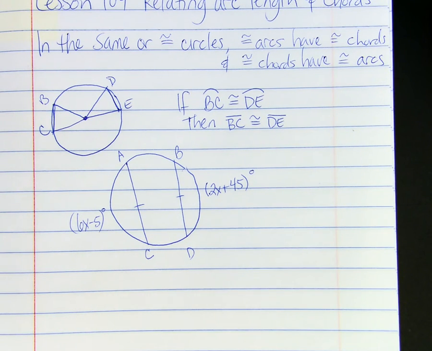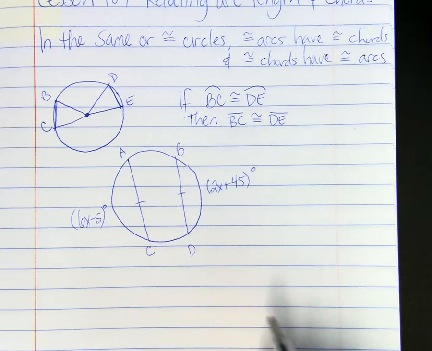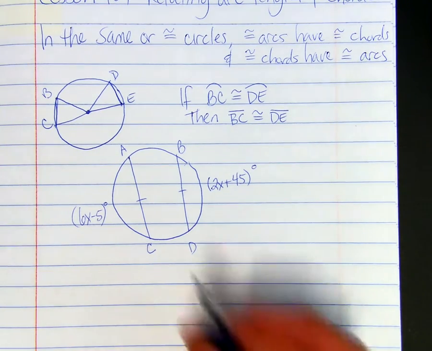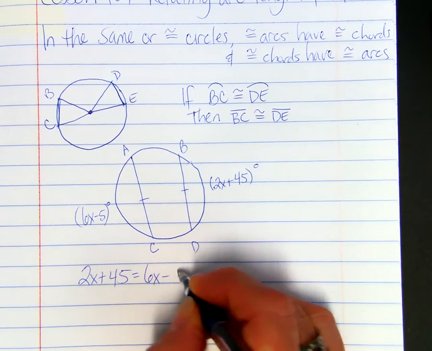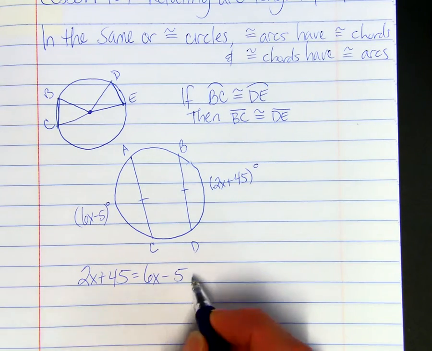So since the chords are congruent, the arcs will be congruent, so we just set them equal to each other and solve for x. So we're going to subtract 2x and add 5.